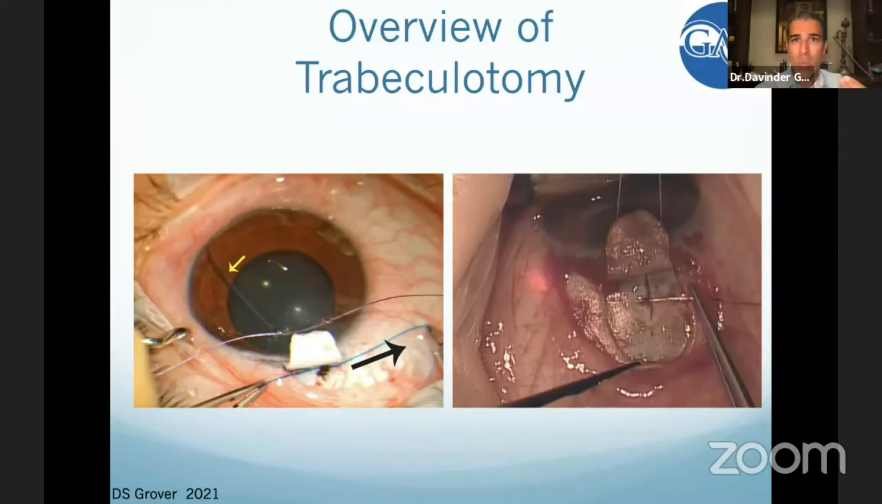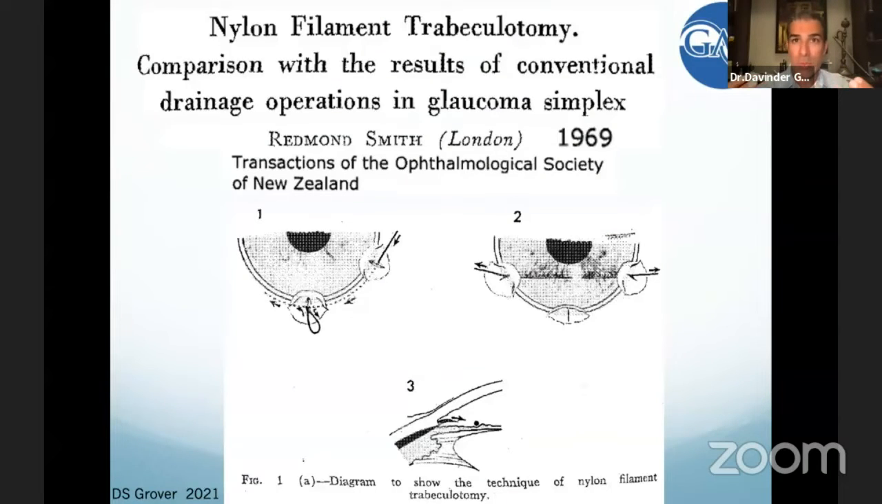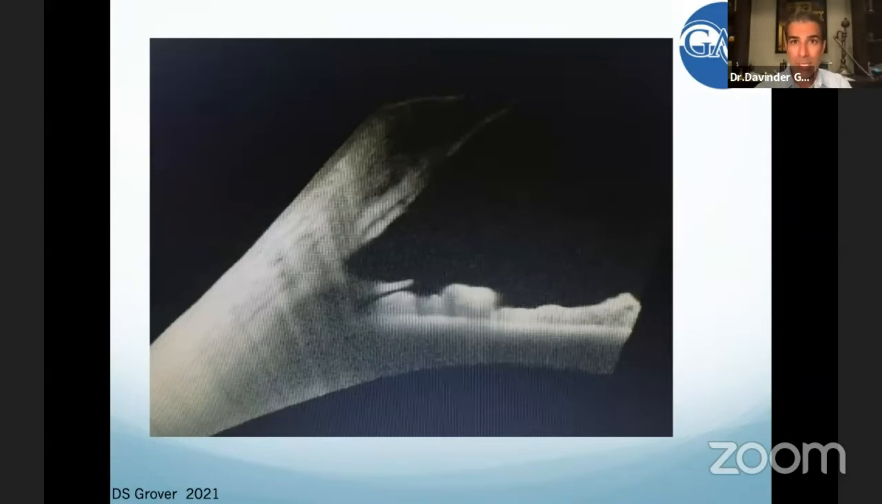Let's talk a little bit about what a trabeculotomy is. It's not a new surgery. It was done back in the 60s by Redmond Smith, one of the great thinkers in the field of ophthalmology. I love this image down here showing that trabecular shelf opening up. He was able to describe that in the 60s, and we now have fancier technology showing the same thing he described long ago.